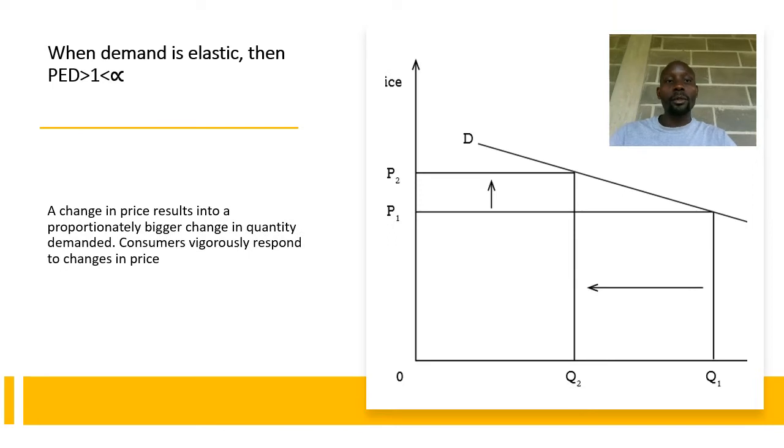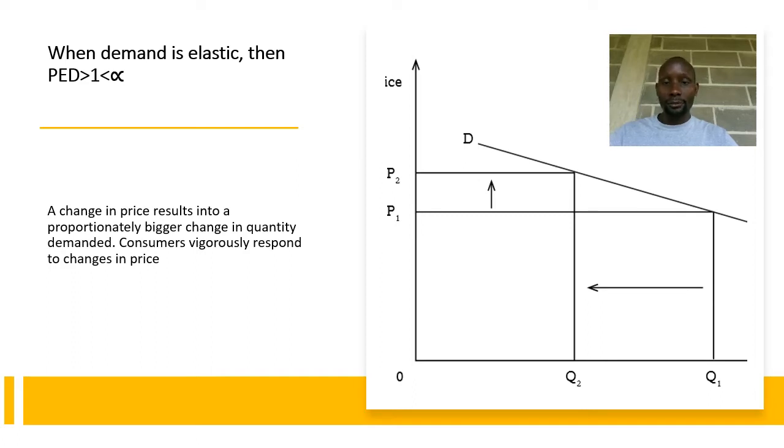So let's see a situation where our price elasticity of demand is greater than 1 but less than infinity. In this case, we refer to it as elastic. So in this case, a change in price results in a proportionately bigger change in quantity demanded. As we can see on our graph, when you compare the gap P1, P2 and the gap Q2, Q1, the gap Q2, Q1 is greater than the gap P1, P2.